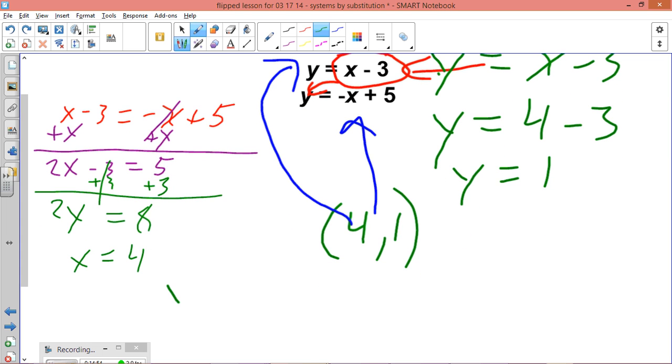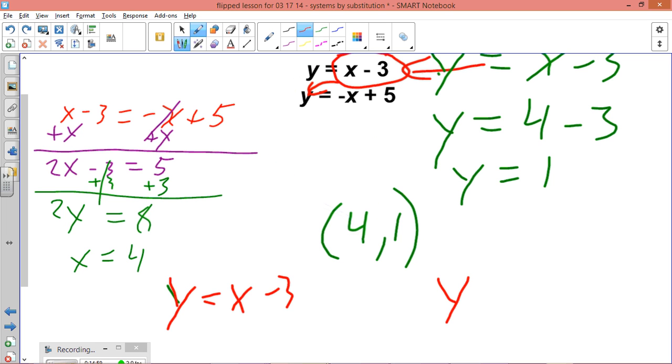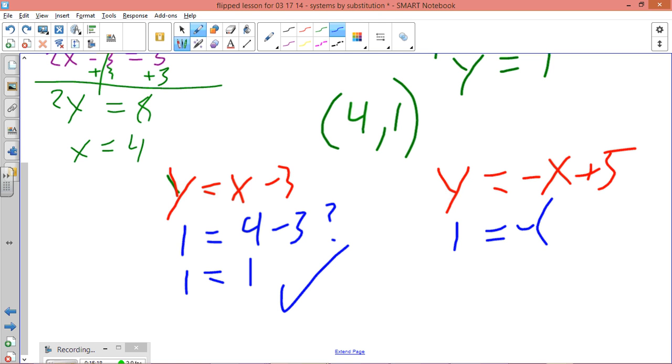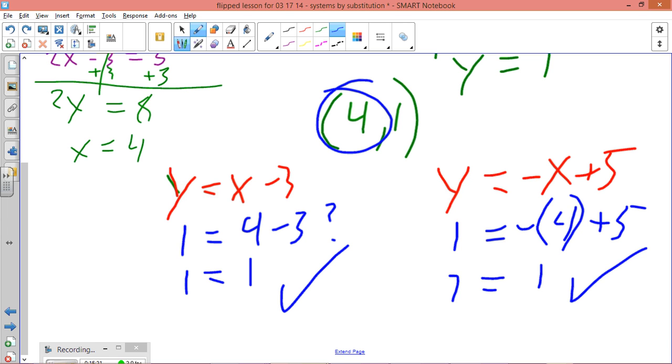So y equals x minus 3 and y equals negative x plus 5. I need to plug in and check my work. So y, 1, equals x, 4, minus 3. Is that correct? 4 minus 3 is 1, so 1 equals 1. Cool. y, 1, equals negative x plus 5. Do not forget this negative sign. Negative x means negative the value of x, the opposite of what you have here. We started positive, so we're going to end negative. Negative 4 plus 5 is 1, so 1 equals 1. Cool, I got it right.